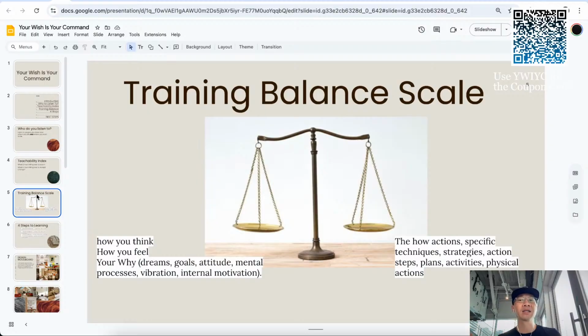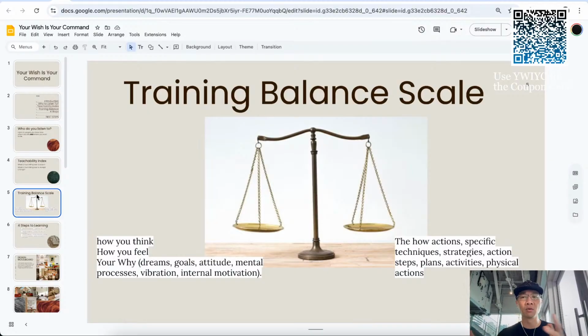On the other side of the scale are the how actions, your specific techniques, your strategies, your action steps, plans, activities, your physical action. In the world of personal development, they always stress this side of the scale. They say the reason why you're not achieving the goals that you want is because you're missing the how actions. You're missing specific techniques. You don't know the strategies. You don't know the action steps. You don't know the plans and activities. And that's why you're failing.